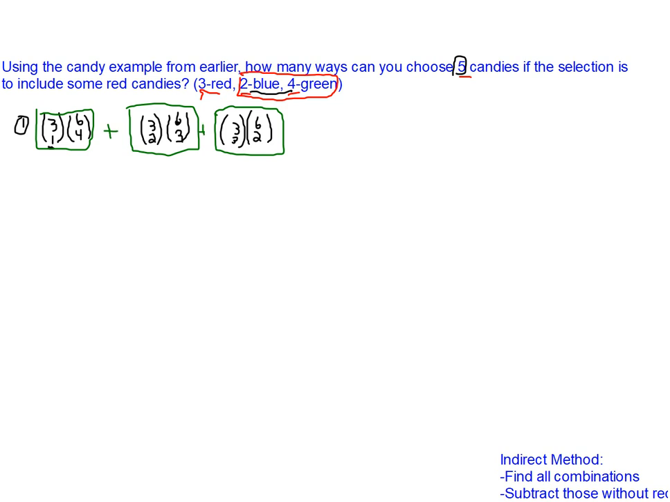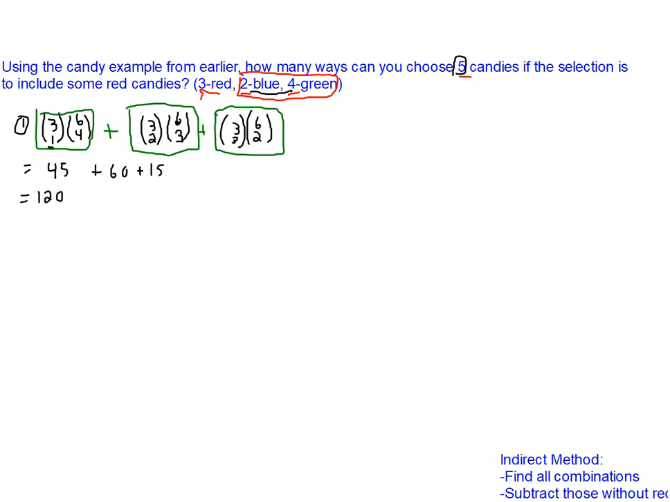So we can go to our calculators and do 3 choose 1 times 6 choose 4. That'll give us a total of 45. 3 choose 2 times 6 choose 3 is 60. And 3 choose 3 times 6 choose 2 is 15. And we add those all up, and we get 120.